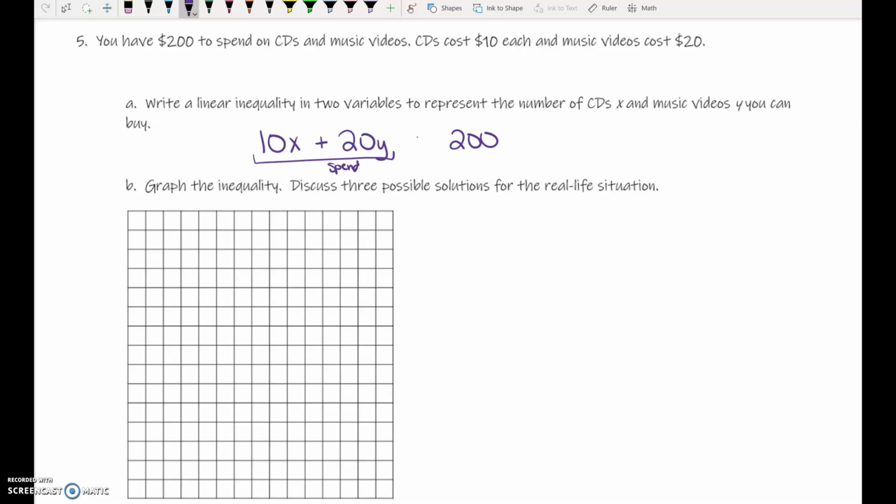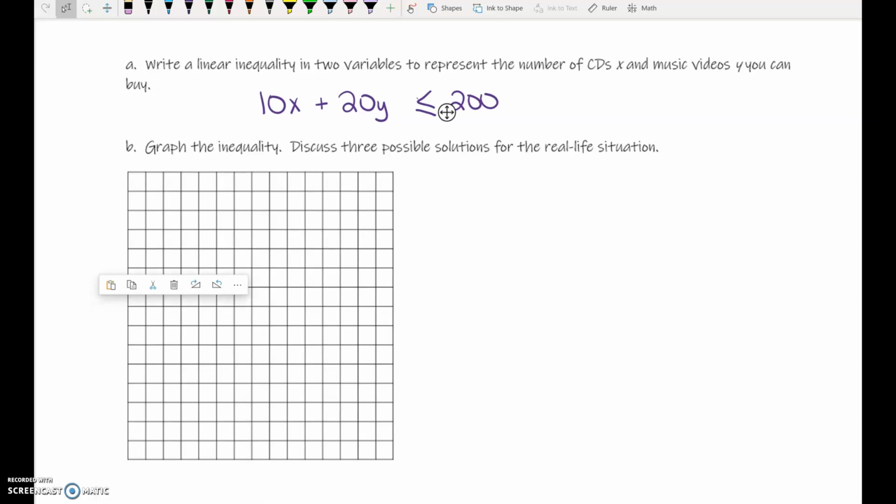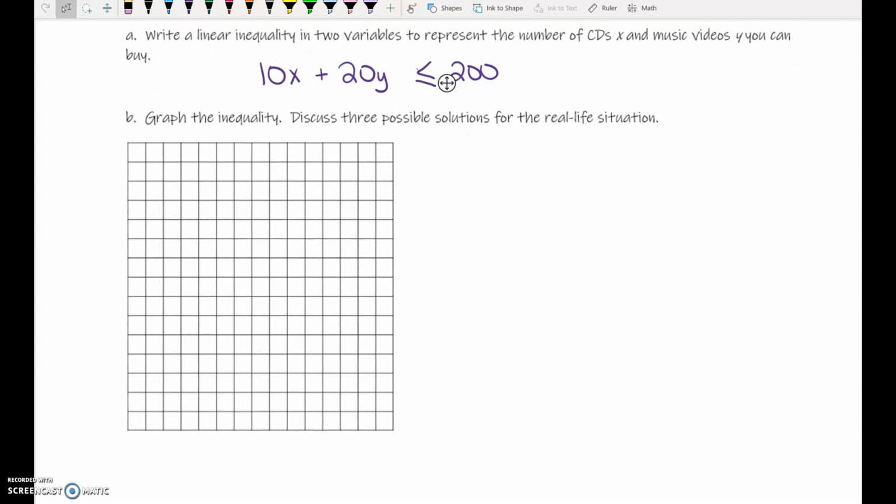Can we spend more than 200? No, we cannot. Can we spend less than 200? Yes. Can we spend equal to 200? Yes. So our inequality is 10x plus 20y is less than or equal to 200. Okay, to graph this, we could rearrange that inequality to make it in slope-intercept form, but I think that using intercepts might be easier here.